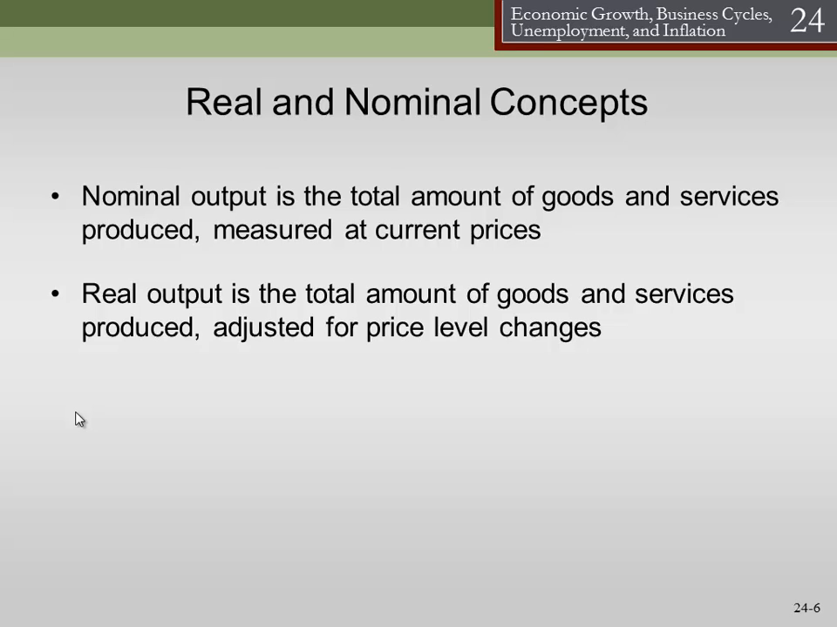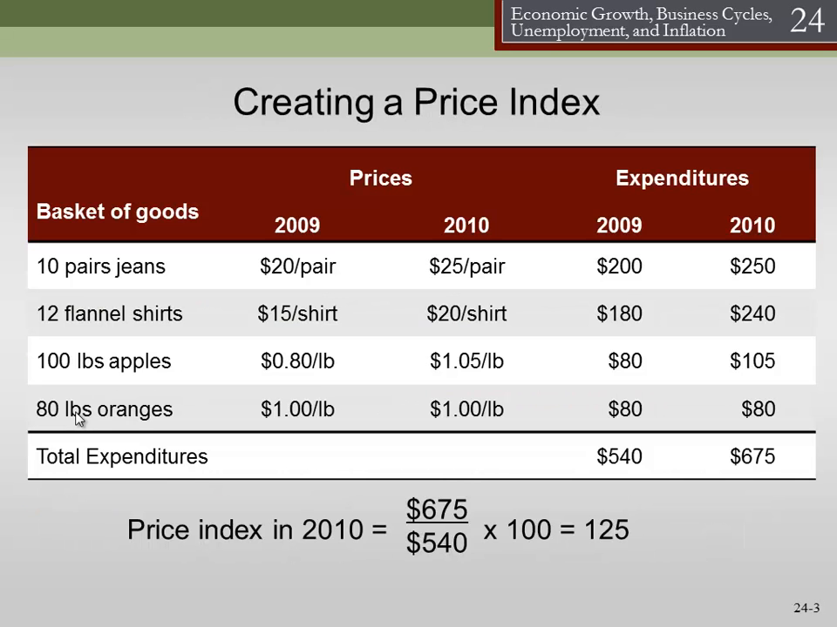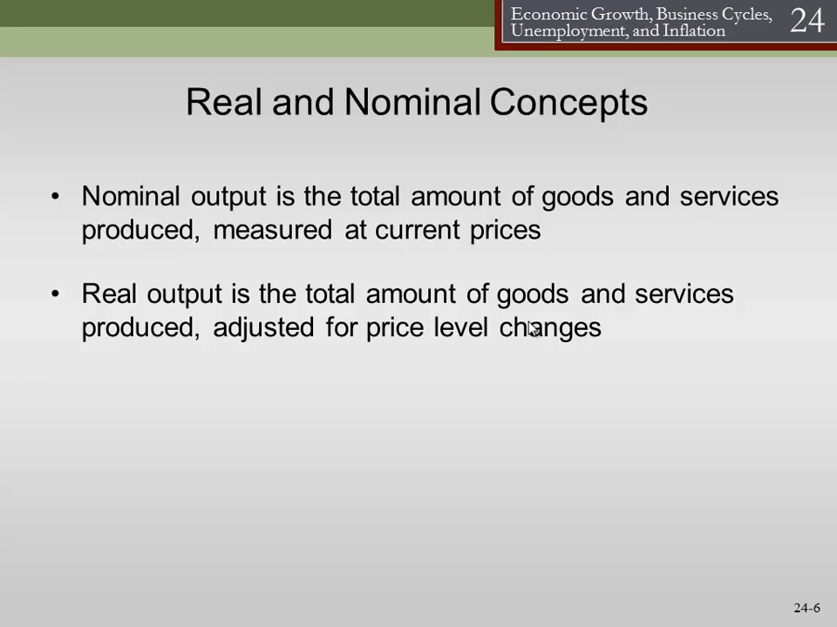One way we could do that is we could hold prices fixed. So if we held prices fixed, I know I'm bouncing around a bit, for these goods at the 2009 level, what would they be worth in 2010? Exactly the same as they were in 2009. Why? Because the basket of goods didn't change. What changed? The price changed. So real adjusts for those changes in price level.